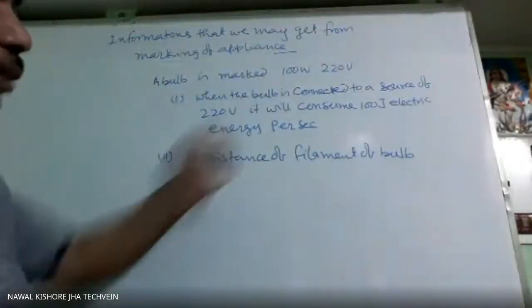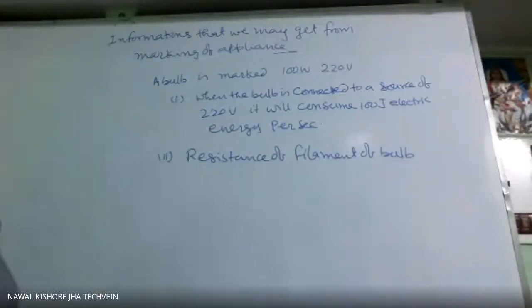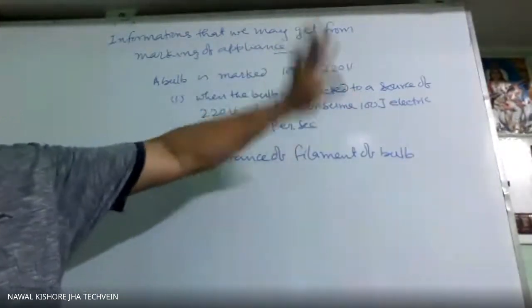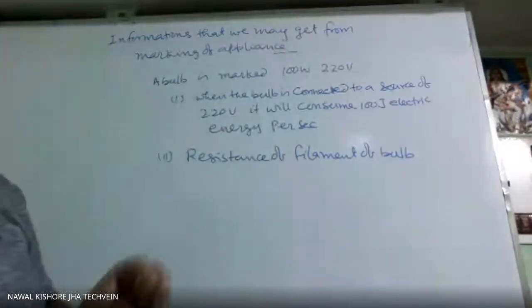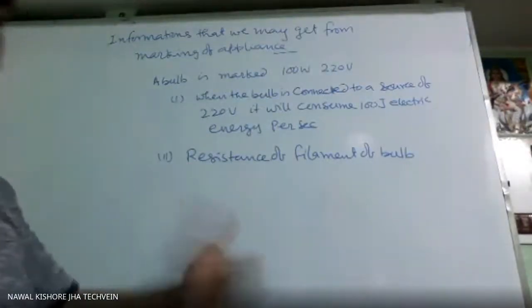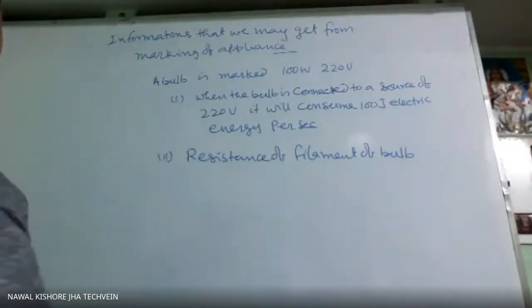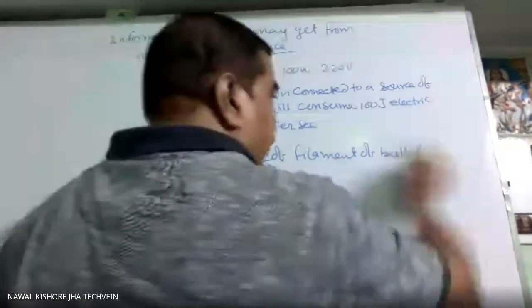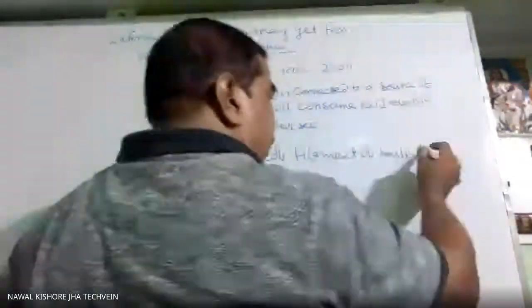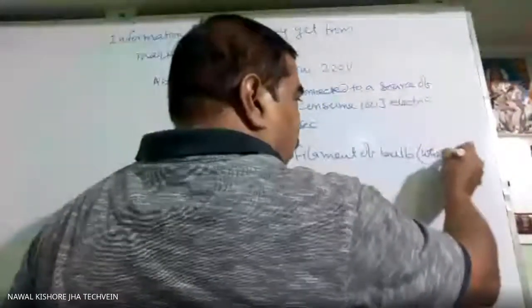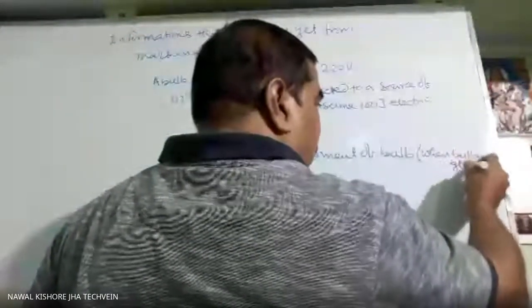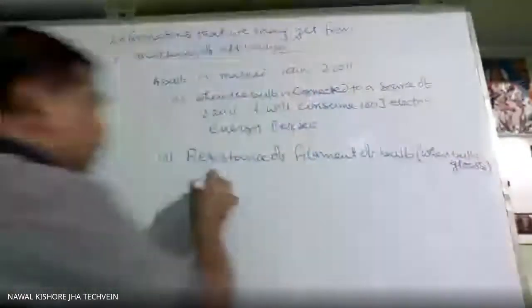So resistance we can find. Of course, when it is glowing, only then this power is there. This power mark applies when it is glowing, not when it is switched off, because we know metallic resistance increases when the temperature is high. So when the bulb glows, if it is not mentioned, then also the same thing. So this R we can find.